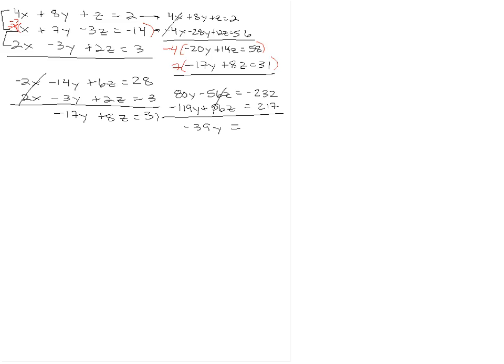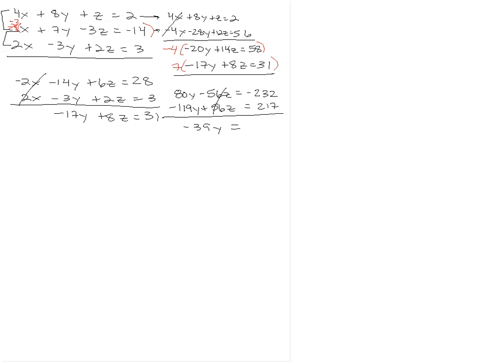This isn't coming out right because I should have whole numbers. So what did I do wrong? Okay. Did I copy it down wrong? 4x plus 8y plus positive z equals 2. 1x plus 7y minus 3z equals negative 14. And 2x minus 3y plus 2z equals 3.